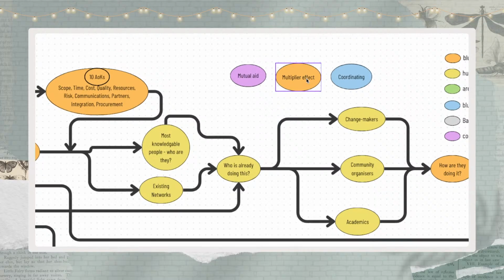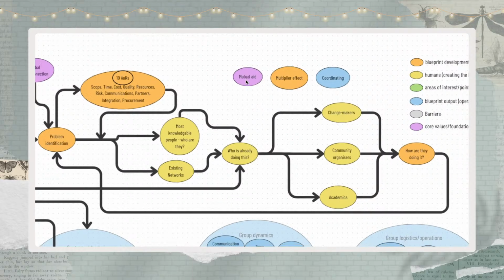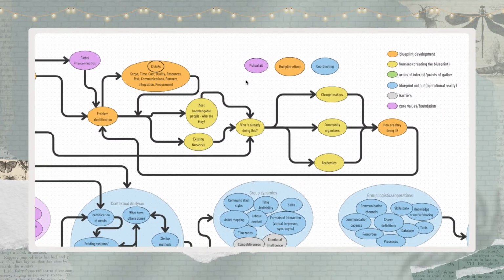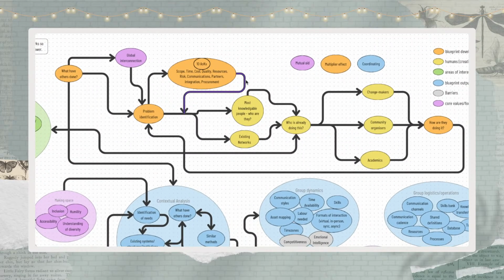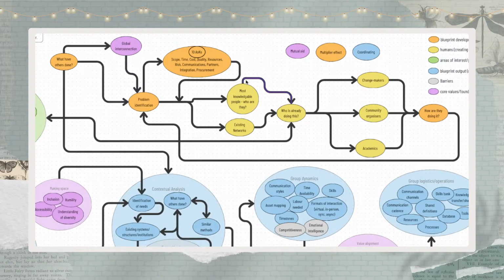So for mutual aid, I think the way I was initially thinking is in how this blueprint will work to support the group, to mutually benefit and support the people that are within it. So I'm thinking about it in terms of group logistics and operations. What do you think? Yeah, makes sense.